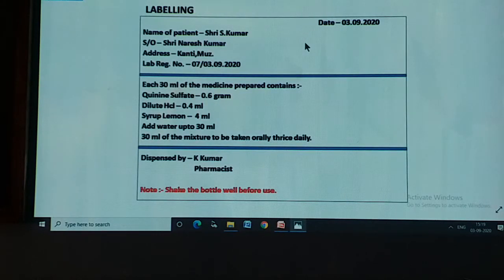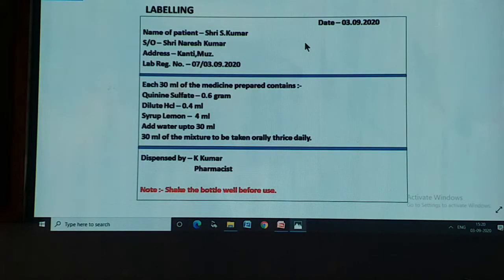In this labeling, the name of the patient, Sri S. Kumar, with the address of Sri Naresh Kumar, Kanti, Muzaffarpur, and then the lab registration number is noted. This is the essential part of the labeling. Here the registration number is 07 dated 3 September 2020, and also the date of dispensing and labeling is noted.